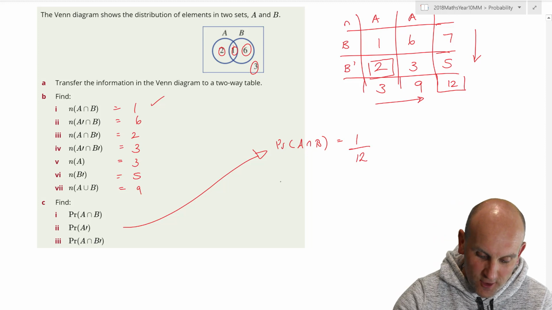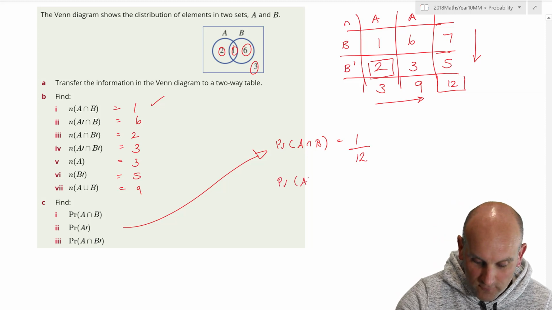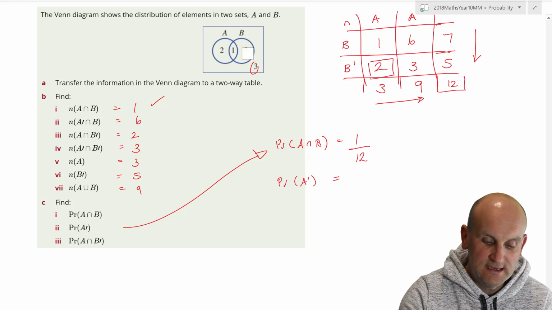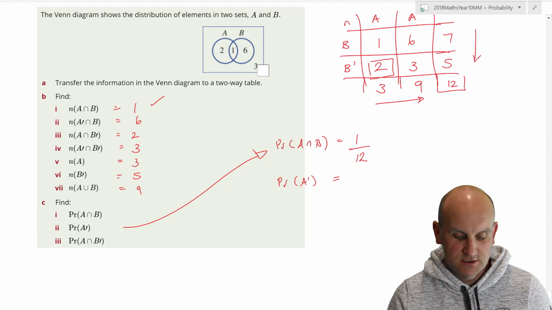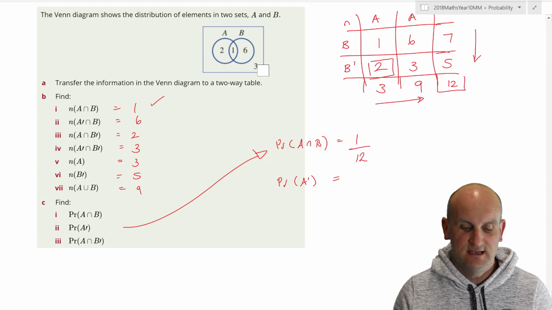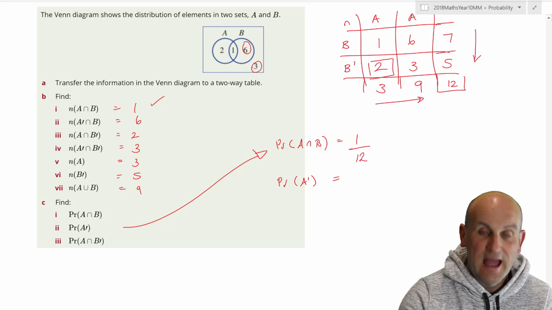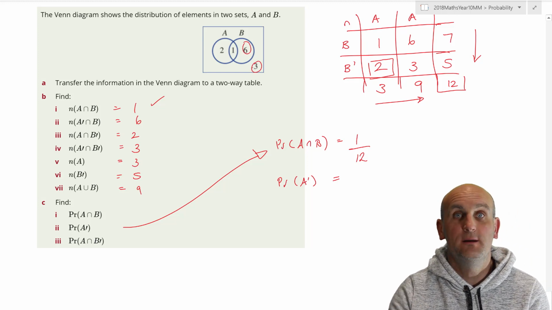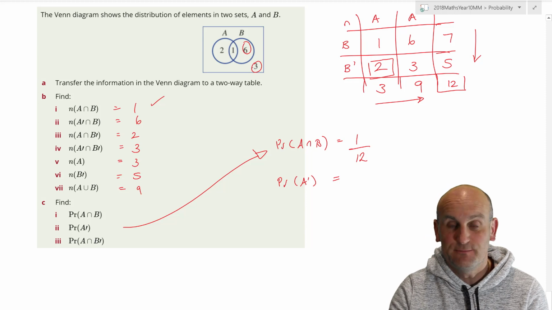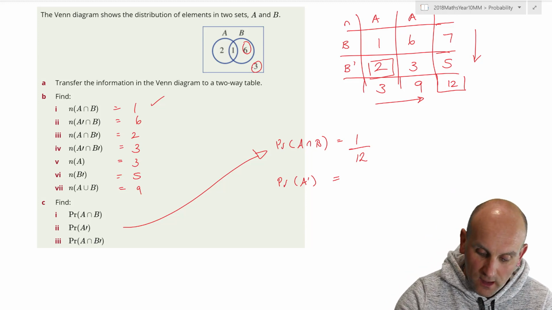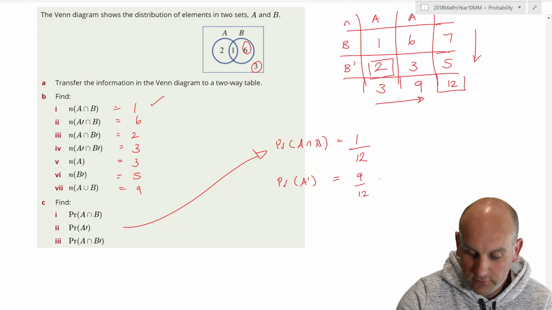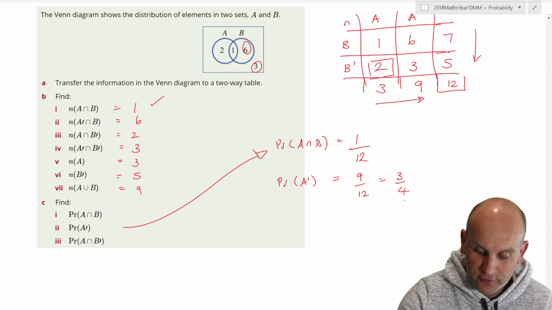The probability of not A. Well, we've already dealt with the idea of not B, so now we've got not A. So that's everything that's not in A, which is 6 for the B, and these 3 outside. So many people forget the 3 outside. Please, please don't. And that's going to give me 9 on 12, which can be cancelled down to 3/4.